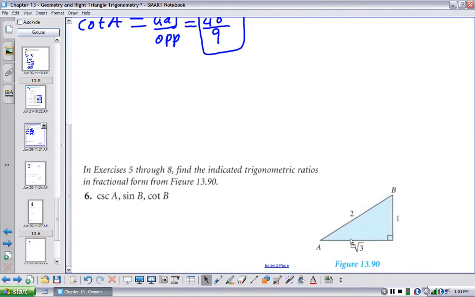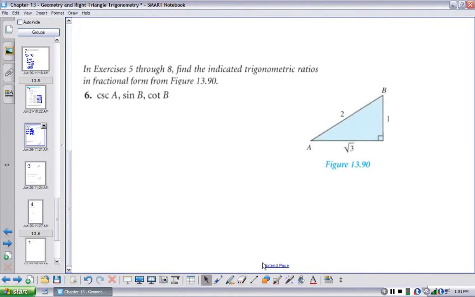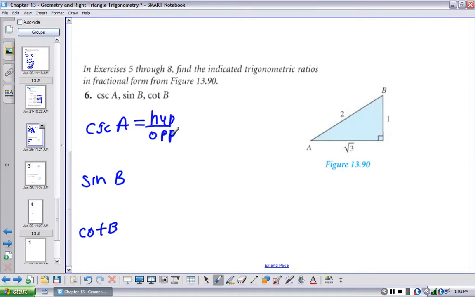Okay. Another problem, they want us to find the trigonometric ratios of this in the figure. And we're looking at cosecant A, sine B, and cotangent B. Well, what is cosecant? Cosecant is hypotenuse over opposite. Now, what angle are we looking at? We're looking at the angle A. So the hypotenuse is 2. The side opposite A is 1. So cosecant of A is 2.